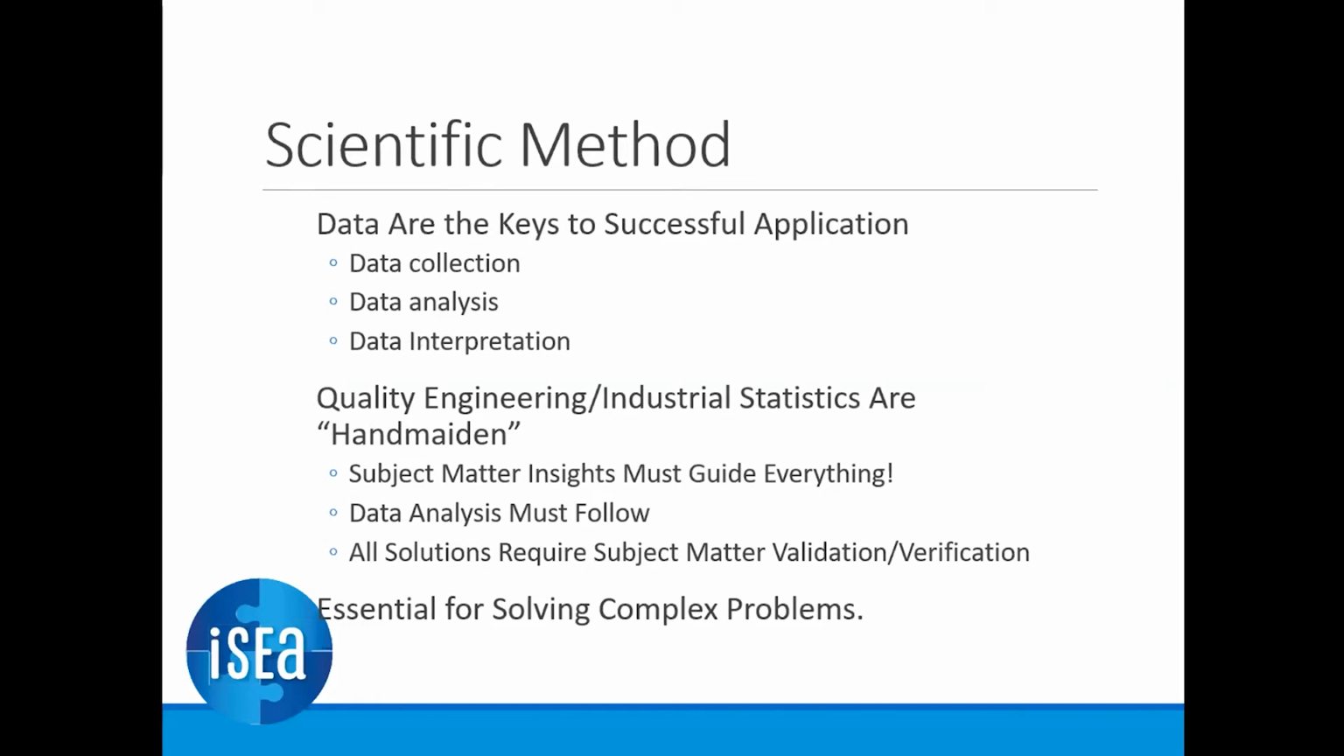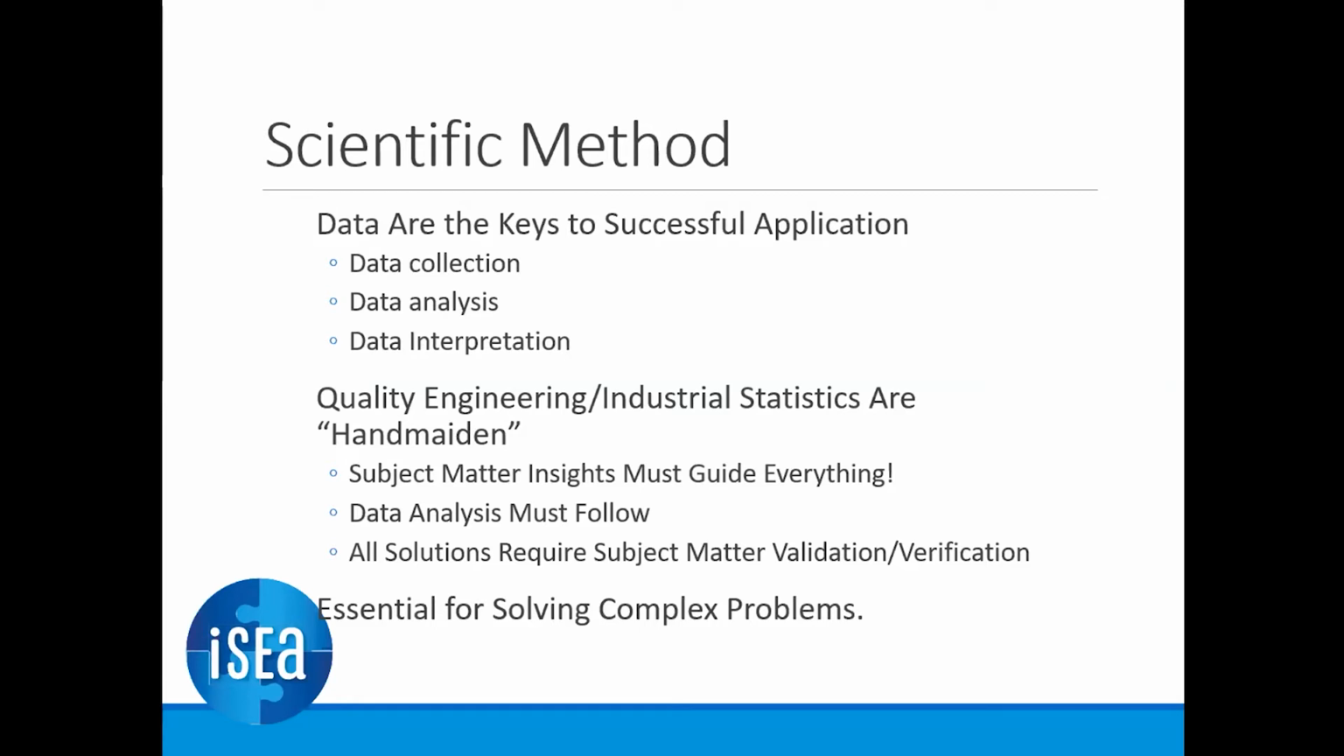Data are the keys to this. Don Marquardt, I'm sure he is the last person who will ever be president of the American Statistical Association who did not have a PhD. But he had the experience, the insights. He published like a PhD. He was in charge of the applied statisticians at DuPont. And he said in his ASA presidential address that industrial statistics, quality engineering is the handmaiden to the scientific method.